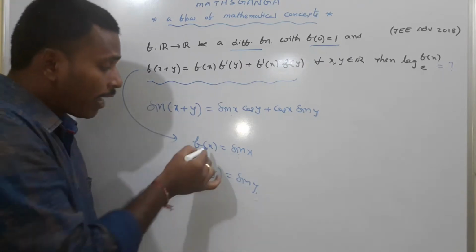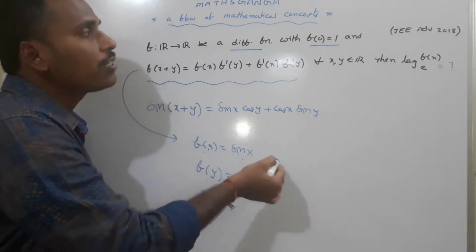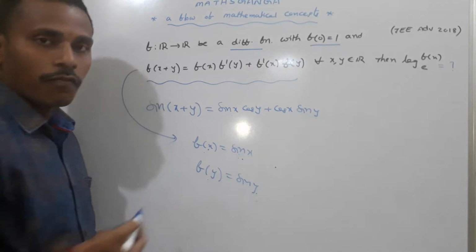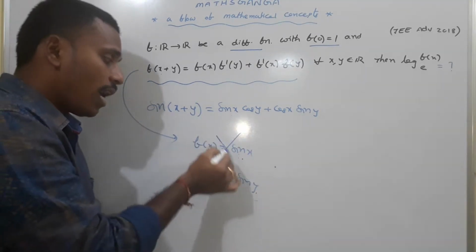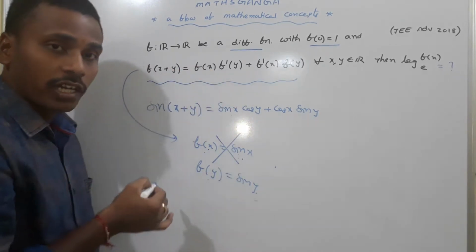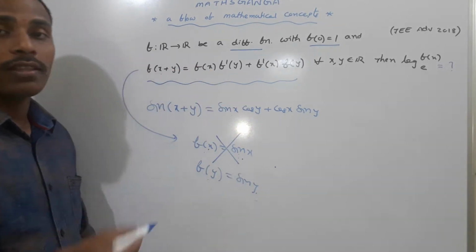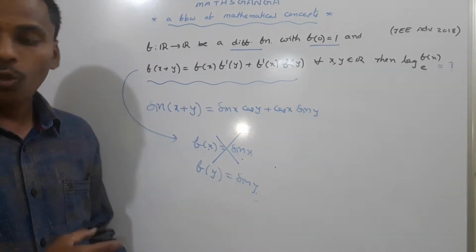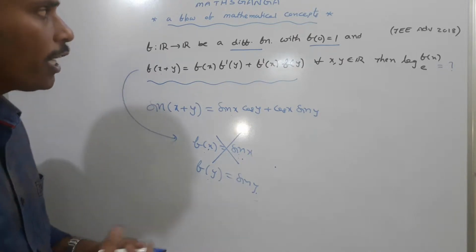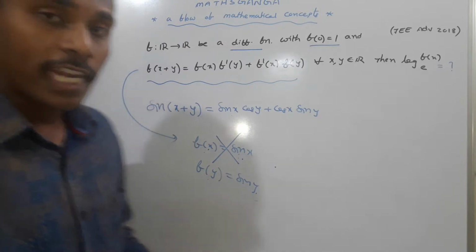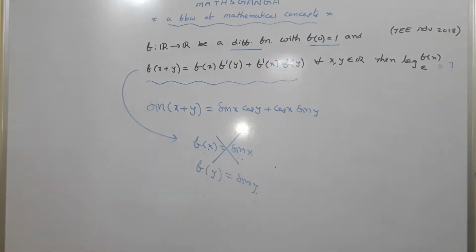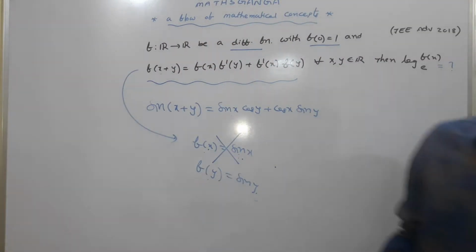But f of 0 is sine 0, which is 0, but it is given as f of 0 equal to 1. So f of x equal to sine x, even though it satisfies the functional relation, is not the required function here. So what do we need to do? We need to identify the function which satisfies the functional relation. In the sense, we need to search for another function.